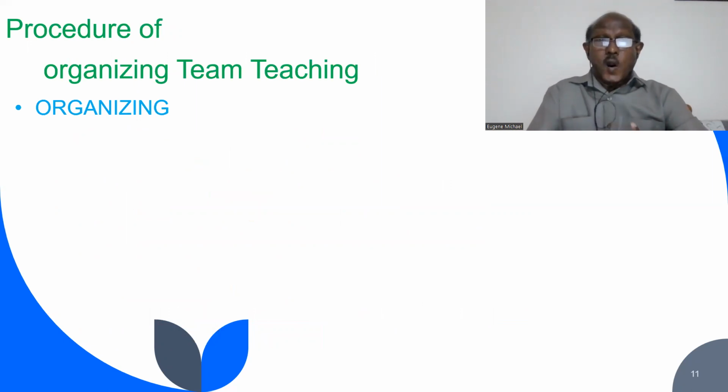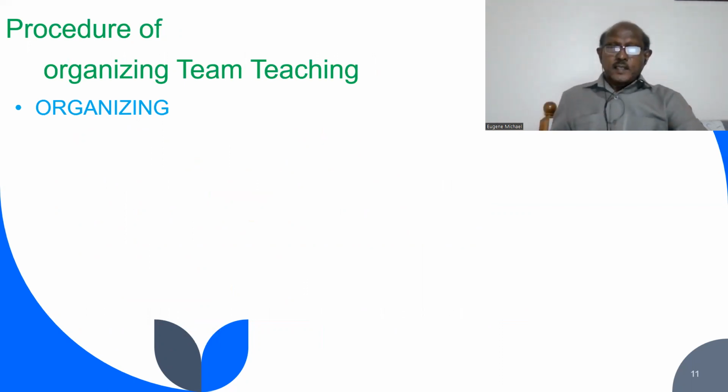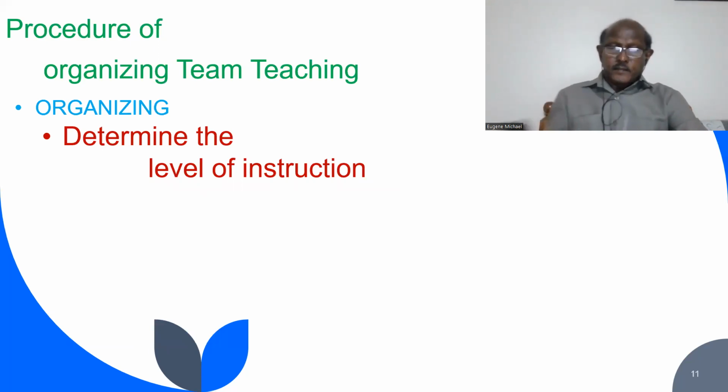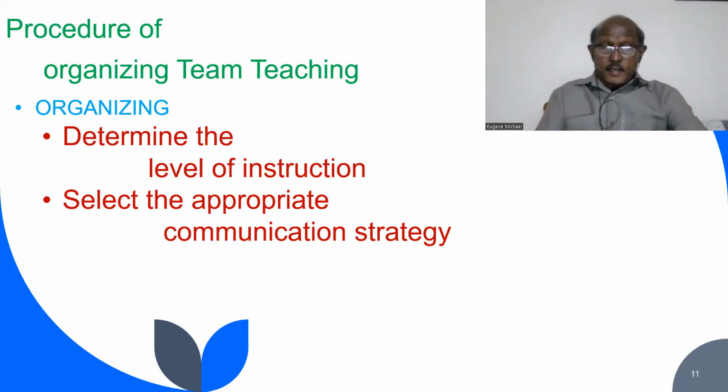Second stage is organizing. Do the following activities for this stage in the procedure. Determine the level of instruction. For this, some questions can be asked to explore the background of the learners. Select the appropriate communication strategy by considering the language and achievement level of the learners.